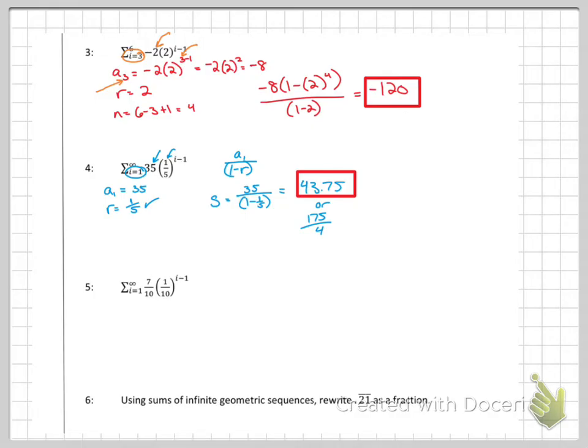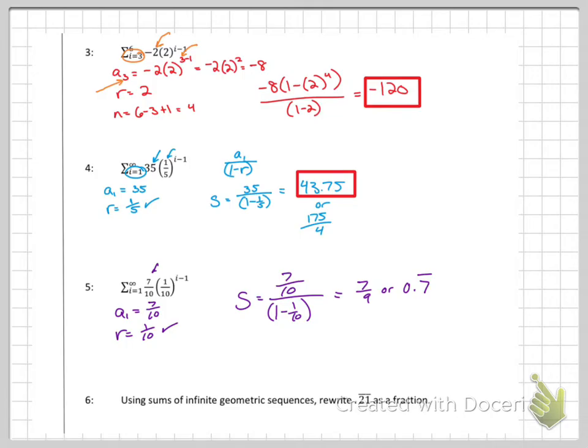I see an infinity sign. It is starting at 1, so a1, and that is just the 7/10. R is the number in the parentheses. That is definitely a fraction less than 1, so it does have an infinite sum. 7/10 divided by parentheses 1 minus 1/10. If you carefully type it in, you're going to get 7/9 or 0.7 continuous.